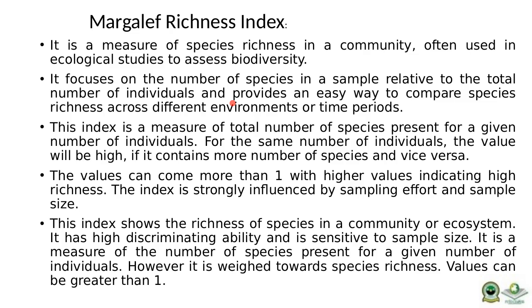For the same number of individuals, the value will be high if it contains more number of species, and vice versa. The values can come more than one, with higher values indicating high richness. The index is strongly influenced by sampling effort and sample size. This index shows the richness of species in a community or ecosystem. It has high discriminating ability and is sensitive to sample size.